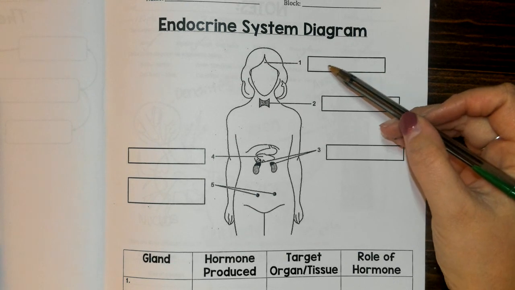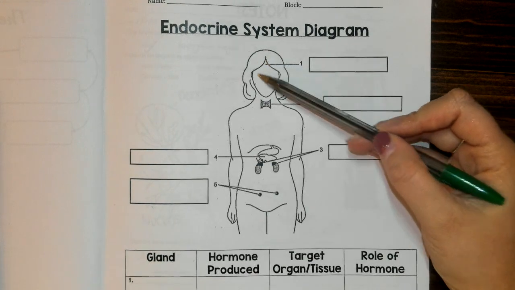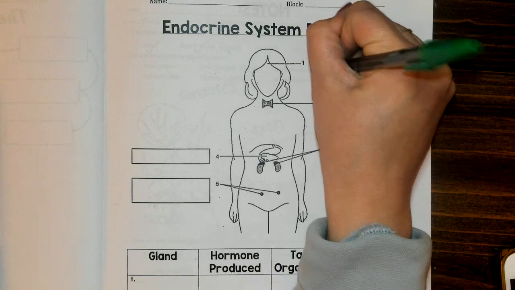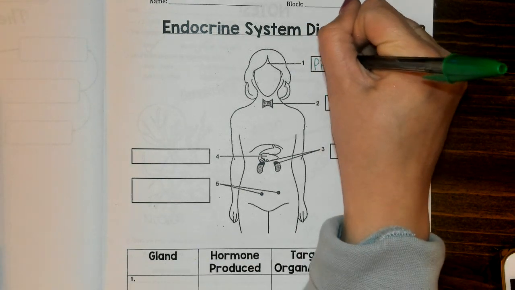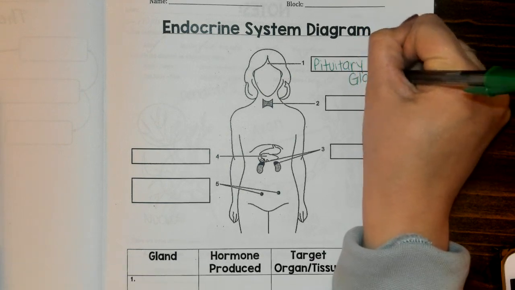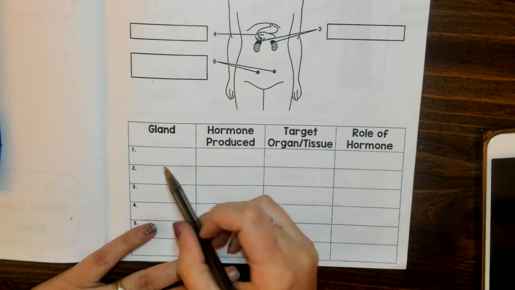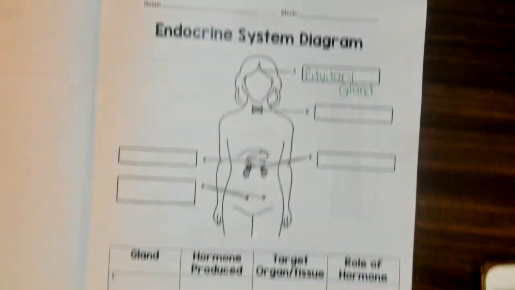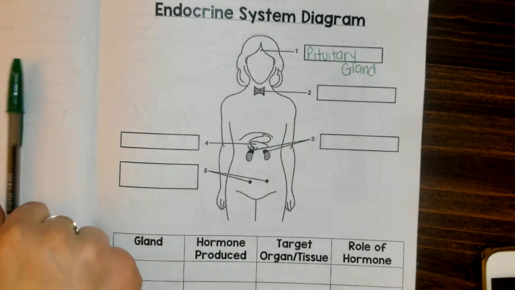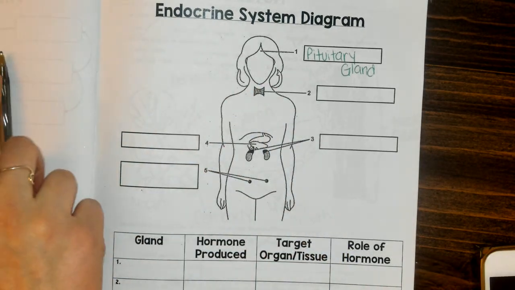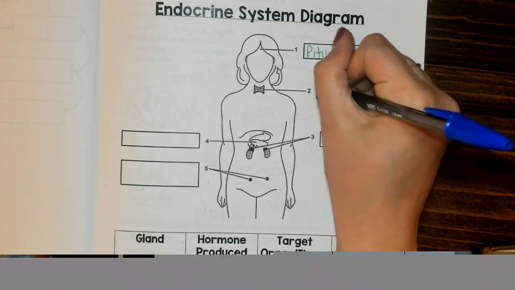So let's start with the first one. This one is located in your brain, in your skull, and it is called the pituitary gland. As I write these, I'm going to be using different colors because down here we have a table, and I'm going to color coordinate which glands. So the first one is pituitary. The second one is located around your trachea or your windpipe, and that one is called your thyroid gland.